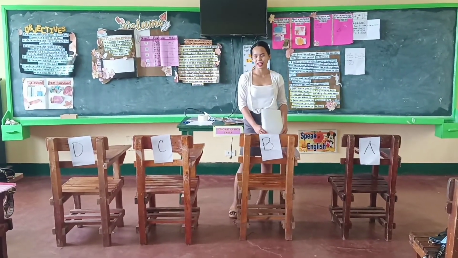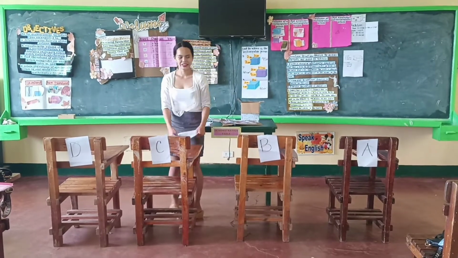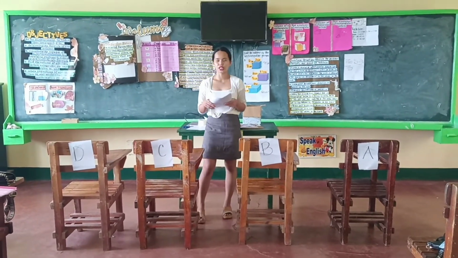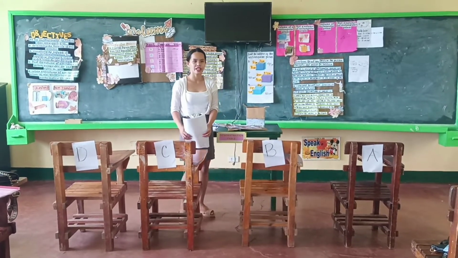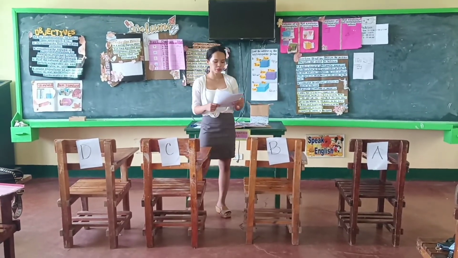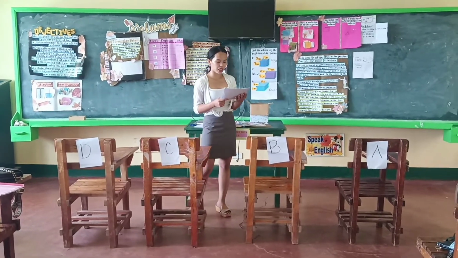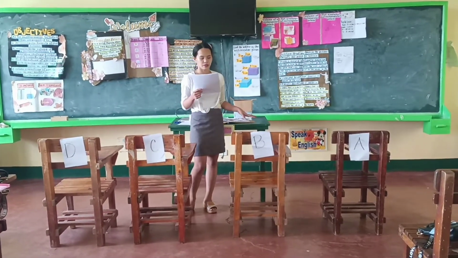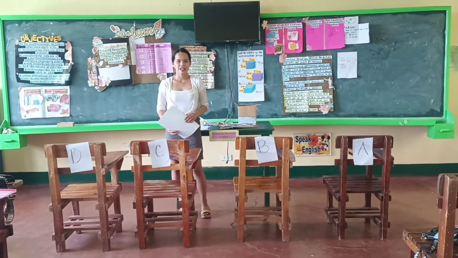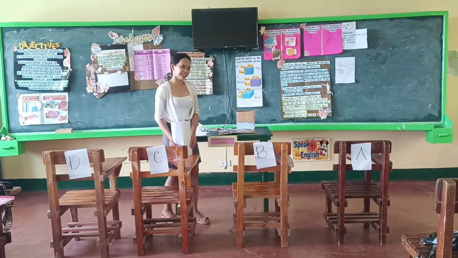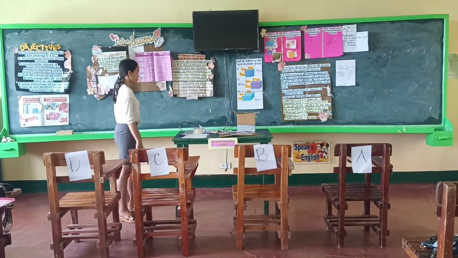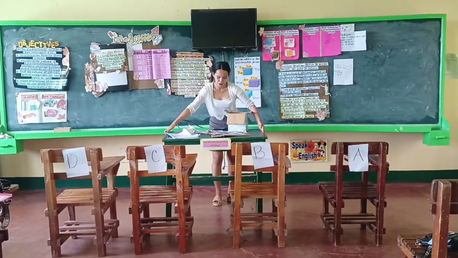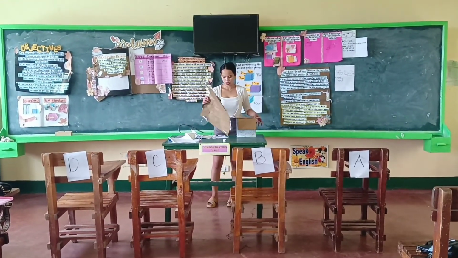So, those remaining, stay standing. So, number 5. Refer to number 4. Compute the volume of J's aquarium. 7 times 8 times 5. So, what is the volume of the aquarium? A, 250, B, 280, C, 280, D, 260. The correct answer is letter C. So you got a correct answer, and you will be exempted in our quiz for today.